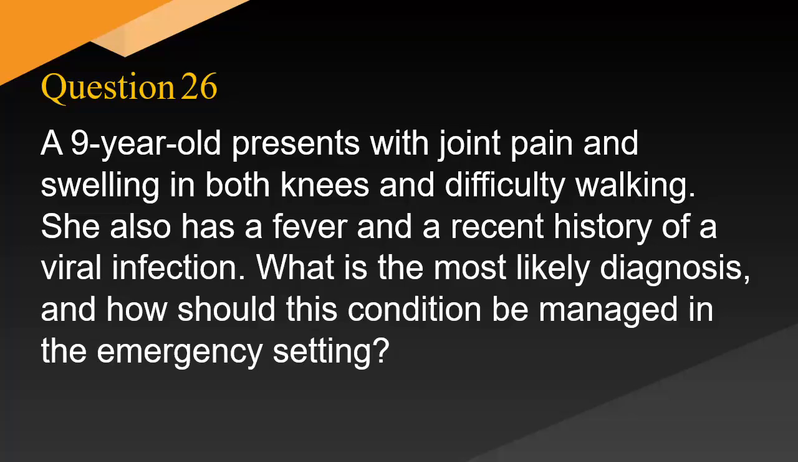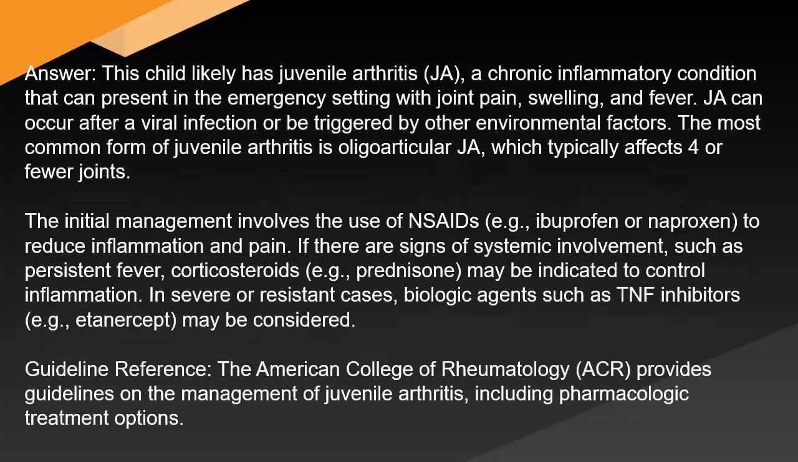She also has a fever and a recent history of a viral infection. What is the most likely diagnosis, and how should this condition be managed in the emergency setting? Answer: This child likely has juvenile arthritis, a chronic inflammatory condition that can present in the emergency setting with joint pain, swelling, and fever.